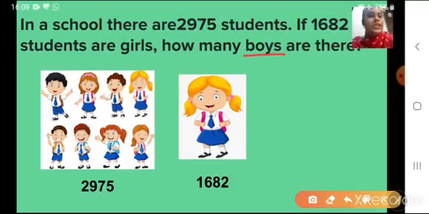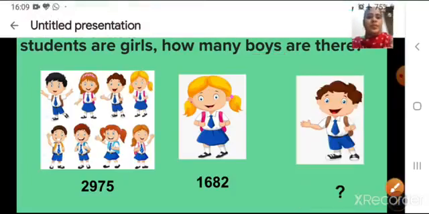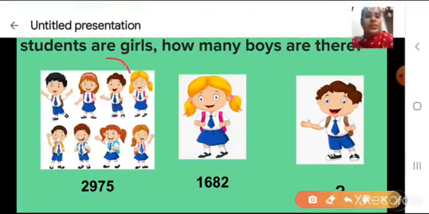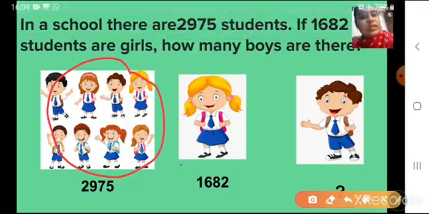Now the total number of students is given to us. The total number of girls is also given. We have to find out the number of boys. How can we find the number of boys? By taking the number of girls from the total students. In that way we can find the number of boys.